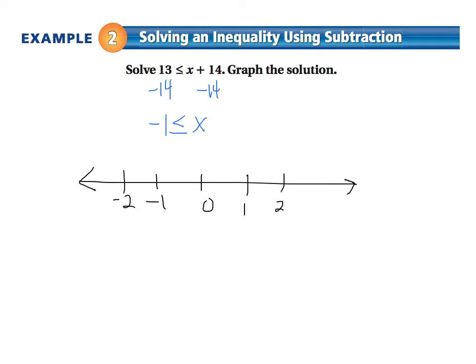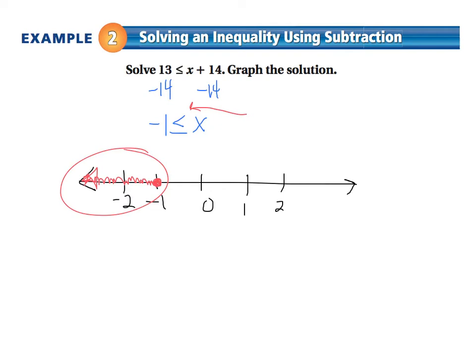Okay, so it says negative 1 is less than or equal to x. Well, since negative 1 can be equal to itself, I'm going to put a closed circle. Negative 1 is less than x, so I shade to the left. Why is that wrong? It says less than. Why don't I shade to the left? Because the sign is not actually less than. Yes, it says less than, but you have to look at the relationship to the value of the variable.